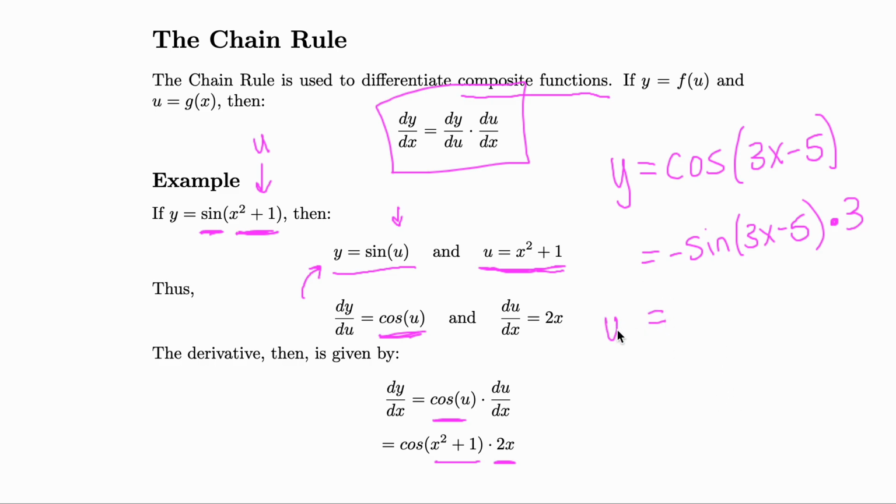So then I'm going to rewrite my answer. I'm just going to use my y prime notation here. So y prime equals negative 3 sine of 3x minus 5. So again, I'm just differentiating my outer function and then multiplying it by the derivative of the inner function.